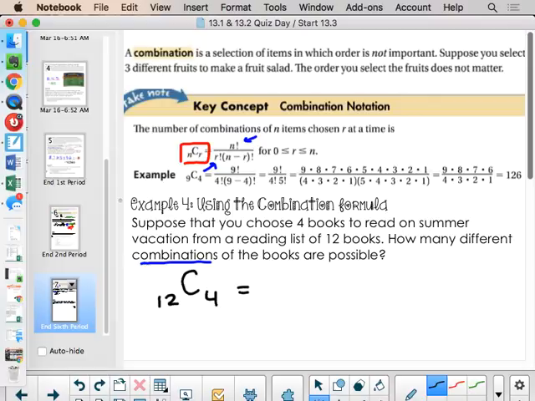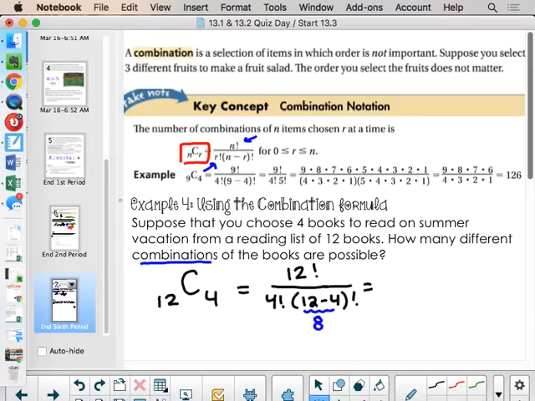So according to the formula, we have 12 factorial on the top. On the bottom, we have r factorial, which is 4 factorial, and then n minus r factorial, so 12 minus 4 factorial. Now I'm just going to start to simplify it a tiny bit, okay? Well, what's 12 minus 4? 8.